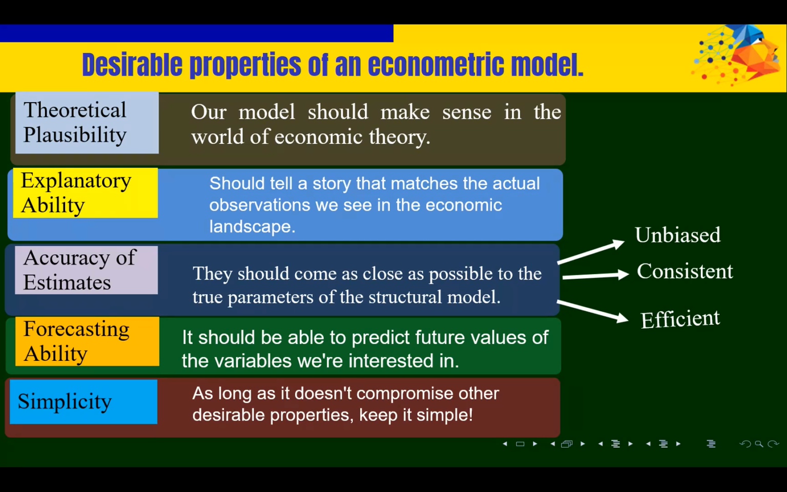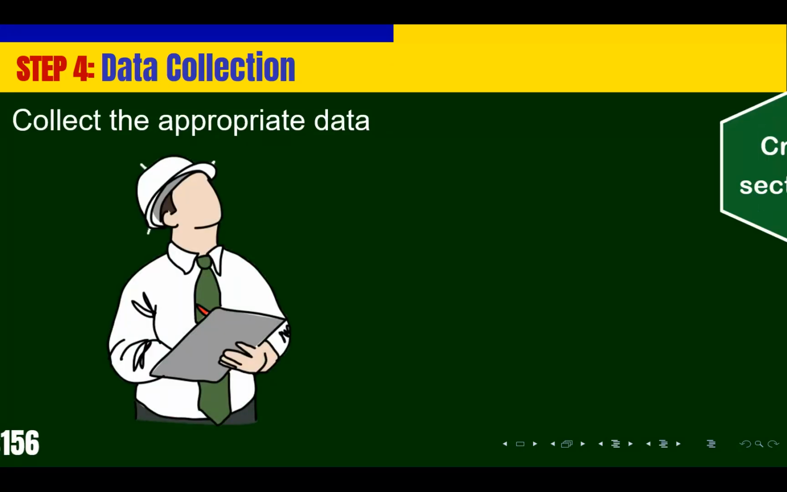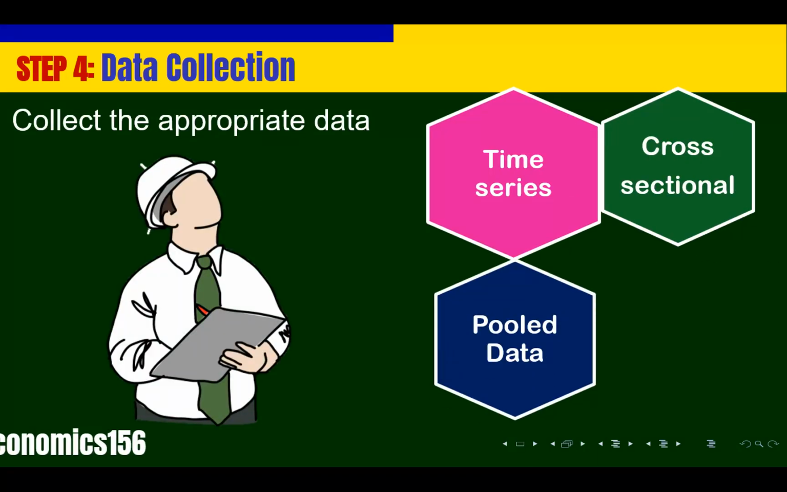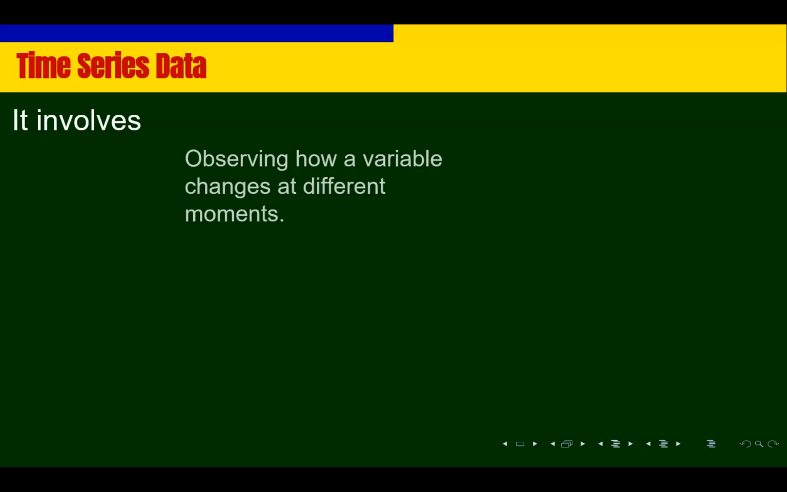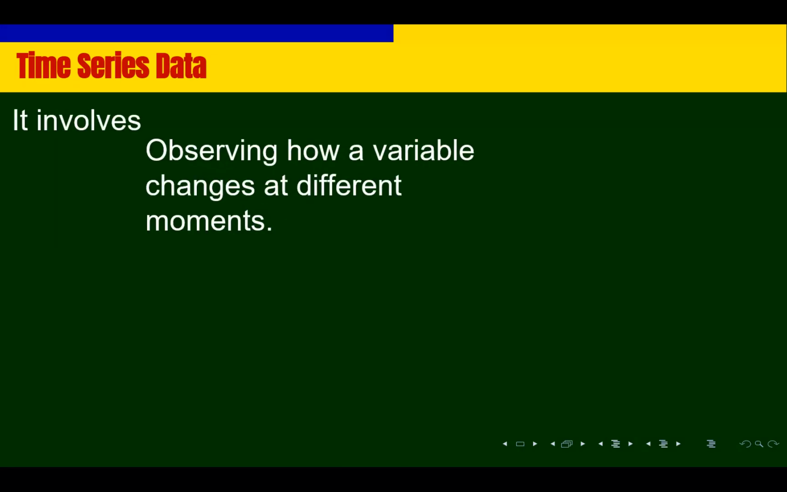Step 4 invites us to collect the appropriate data, whether it's cross-sectional, time series, pooled, or panel data. It's like setting the stage for our econometric masterpiece. First up, we have time series data. Picture this as a series of snapshots over time. It's like flipping through the pages of a book, observing how a variable changes at different moments.